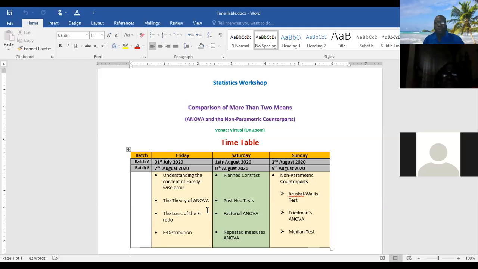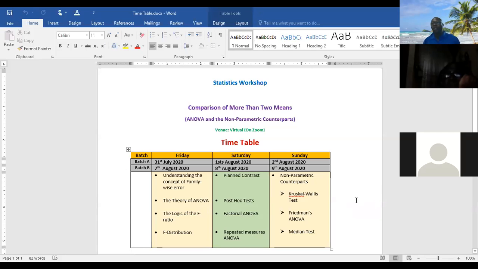By tomorrow also, we look at, in some situations, when you find a difference with Anova, you either do a planned contrast or a post-hoc test. We cannot look at that today, but tomorrow we'll look at planned contrast and post-hoc test. And also the factorial Anova. When we have more than one factor, we call it factorial Anova, because the simplest one is the one-way Anova.